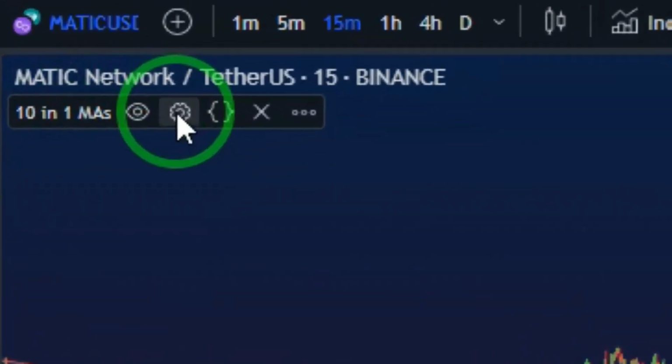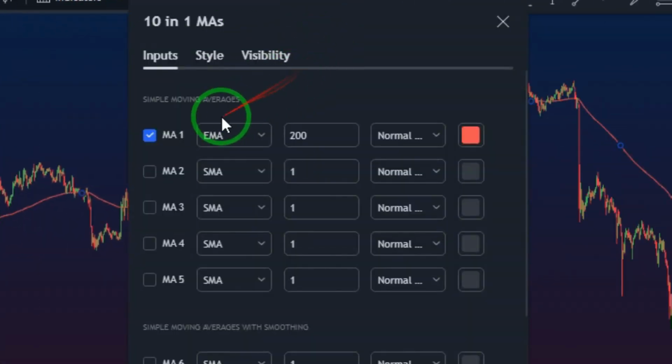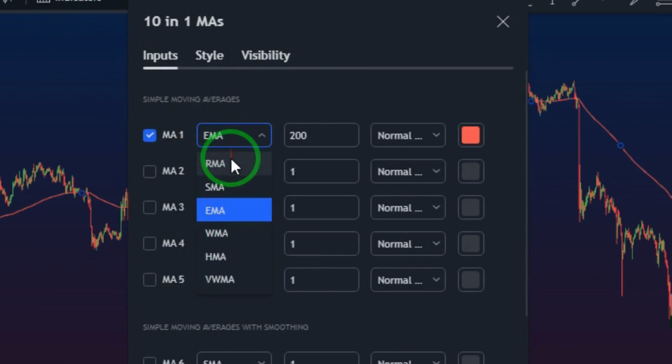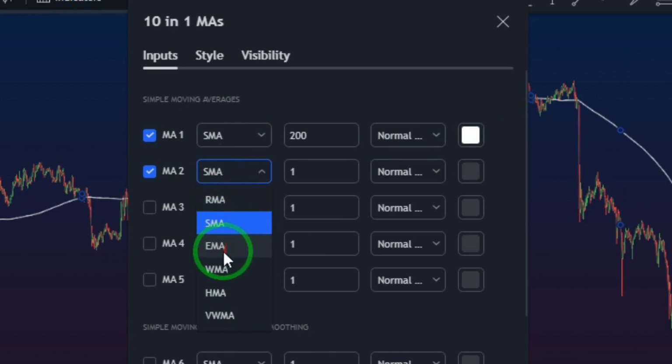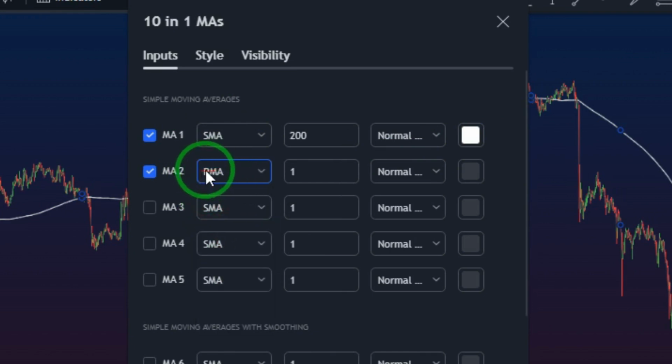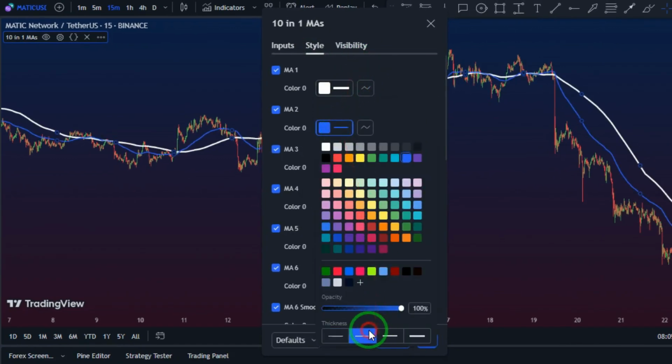So head over to the indicator settings and under the inputs, set MA1 to SMA and put it in a period of 200, then change its color to white. Next, we gotta activate the MA2, so choose RMA as the calculation method for MA2 and pick a period of 50, then change its color to blue. After that, we can adjust the style of the moving averages in the style section.